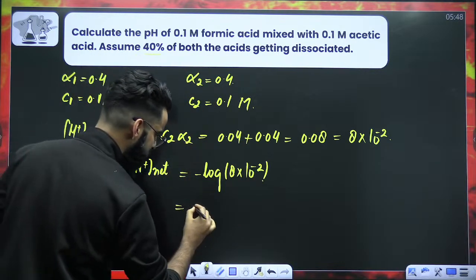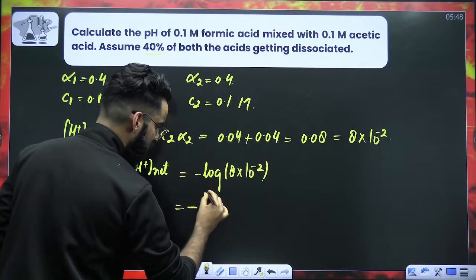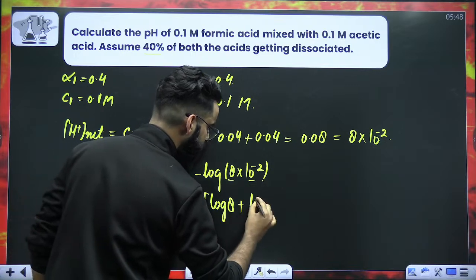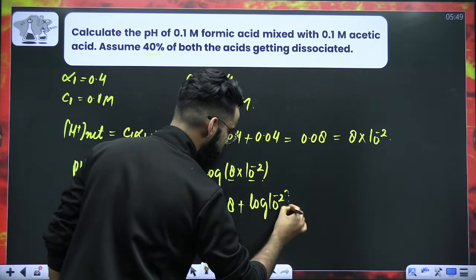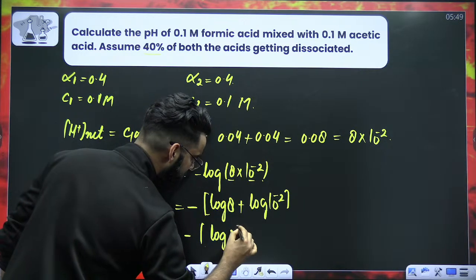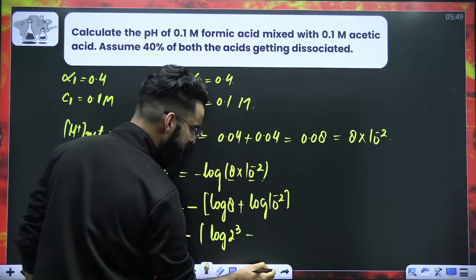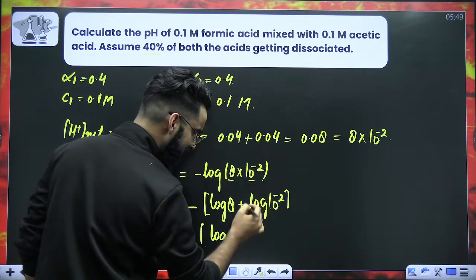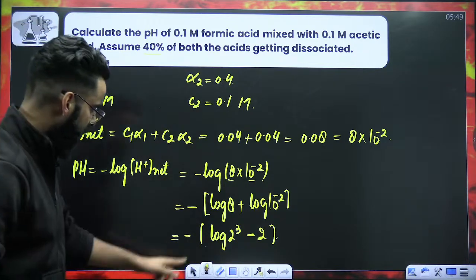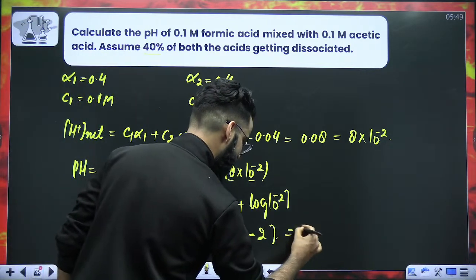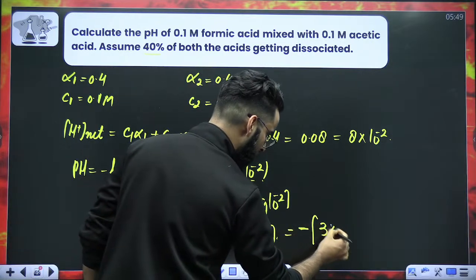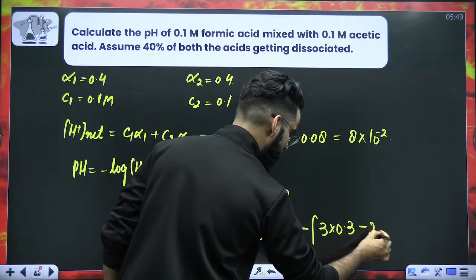You should be able to solve this. It's going to be minus log of m into n, which is log of m plus log of n, simply like this. So minus you're going to write as such. It's going to be log of 2 raised power 3 plus log of 10 raised power minus 2. Log of m raised power n is n log m, so minus 2 comes to the front. Log 10 eventually is 1. Now this is going to be minus of 3 log 2, and this is going to be minus 2.